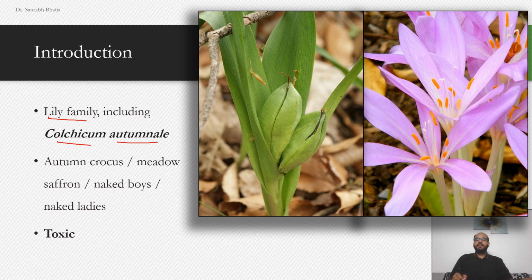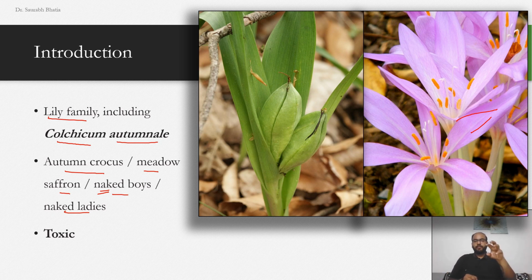So here we can see these are the two pictures, and look at these beautiful flowers. So these are flowers of the colchicine plant, and the colchicine plant is also known as, in vernacular terms, autumn crocus, meadow saffron, naked boys, and naked ladies. The reason it is known by the name naked is because the flowers appear first out of the ground before the leaves start sprouting, and that's why the flowers appear naked. Okay, so that is the reason. It's a very good tidbit which I wanted to share.